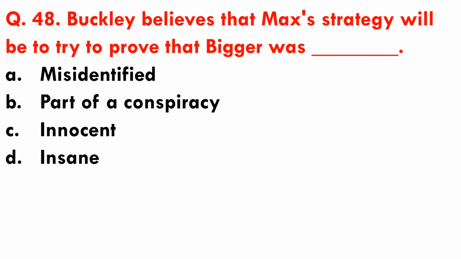Question number 48. Buckley believes that Max's strategy will be to try to prove that Bigger was dash. Options are A. Misidentified, B. Part of a conspiracy, C. Innocent, and D. Insane. So option D is the correct answer, that is insane. Insane, that is mad.